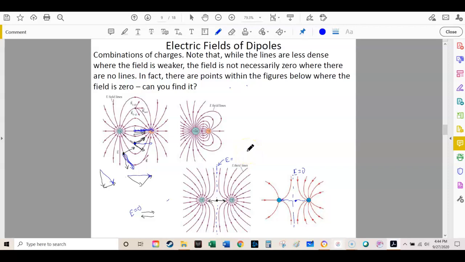And this is dipoles. Dipole is essentially a fancy word for multiple charges, right? And it could be a positive or a negative or a positive and negative. But usually when we're talking about dipoles, we're talking about positive and negative.